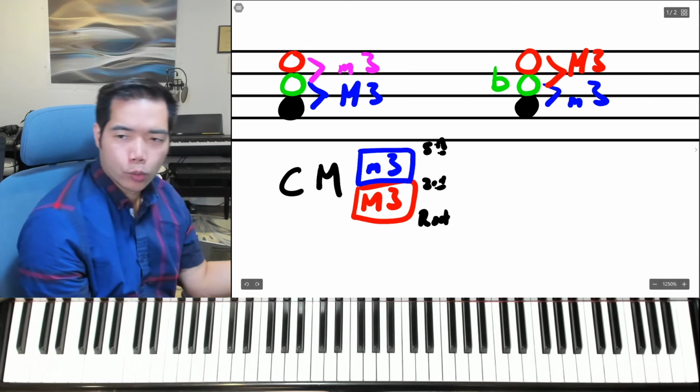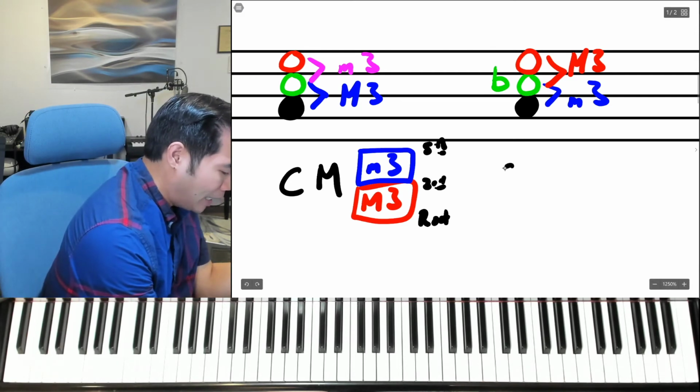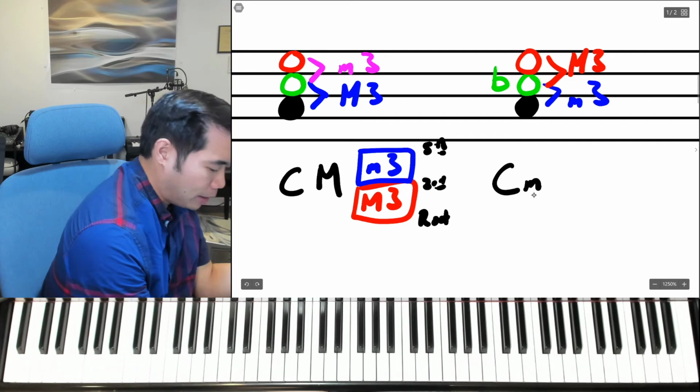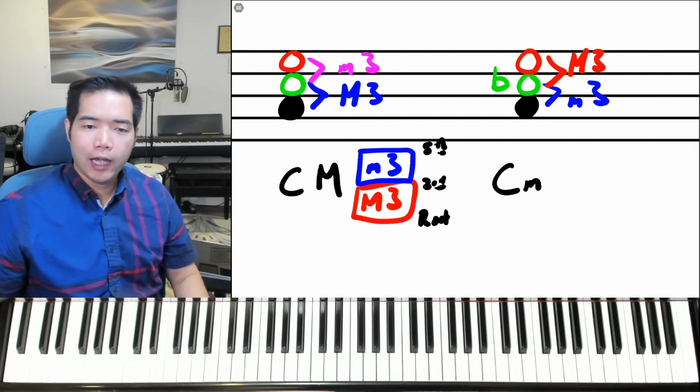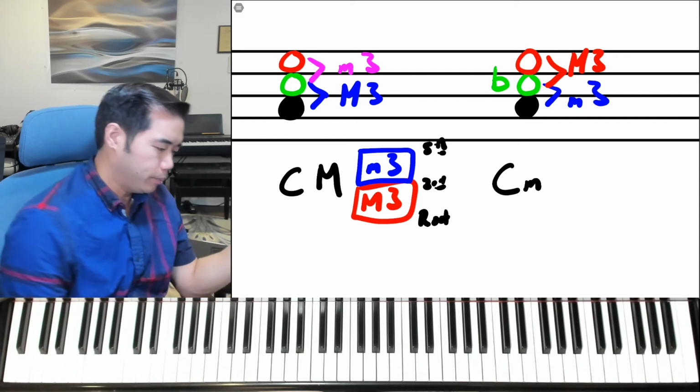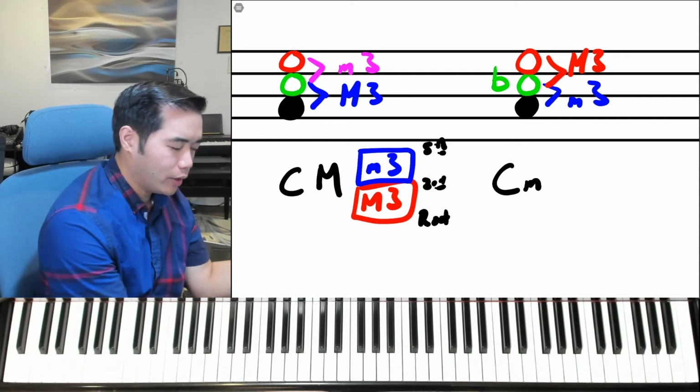Whenever you have this order, you're dealing with a minor triad. We're going to notate this by putting the chord name, capital C, and then the lowercase m for C minor. Capital M is major, lowercase m is minor.